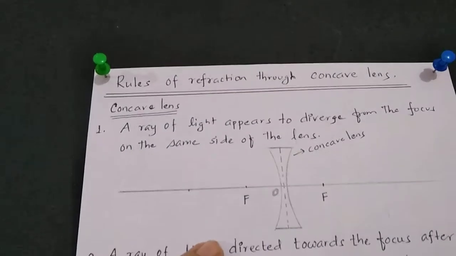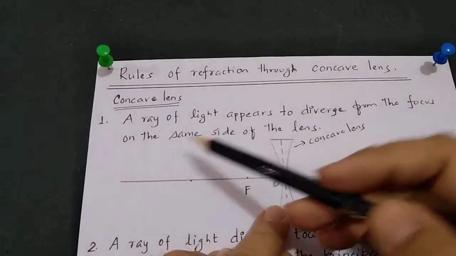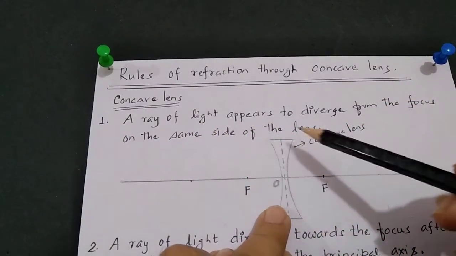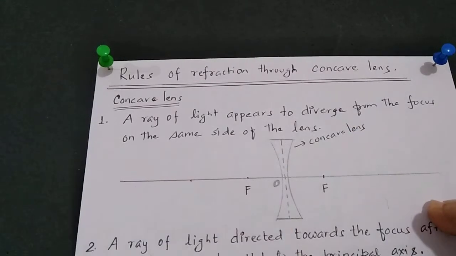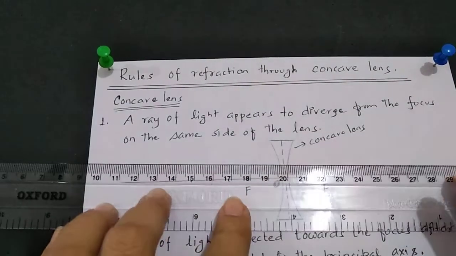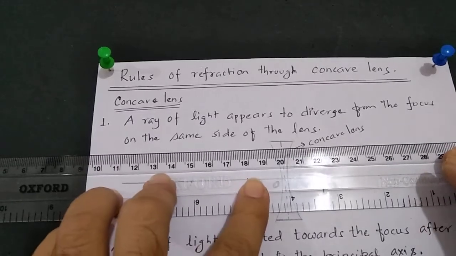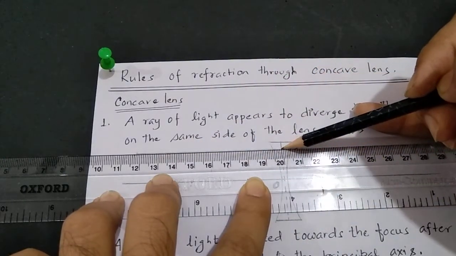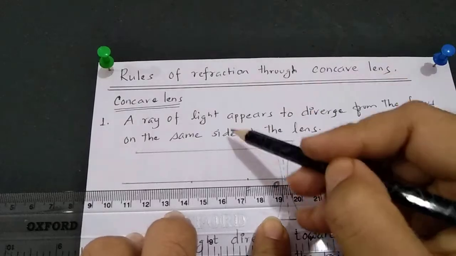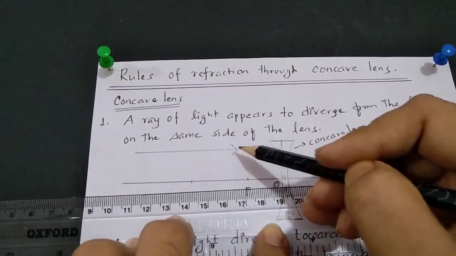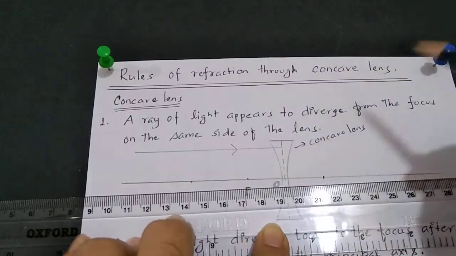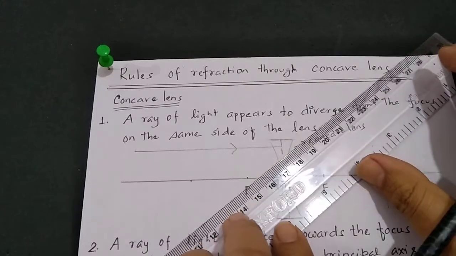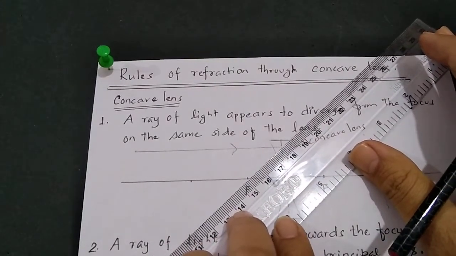Let's see what rule number 1 says. For a concave lens, a ray of light appears to diverge from the focus on the same side of the lens. What does it mean? See here, we draw a parallel ray of light up to here. This one is the parallel ray of light, parallel to the principal axis, and we set our measuring scale in such a way.